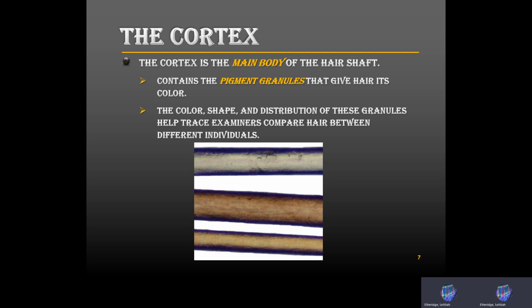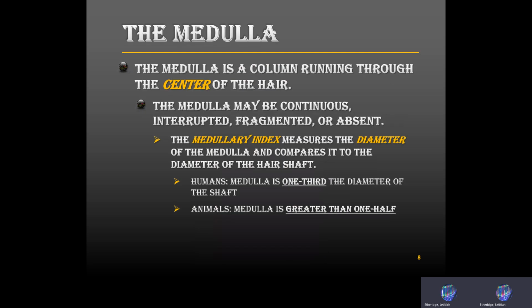The third part is going to be the medulla. And the medulla is going to be this column that's running through the center of the hair. I'm going to show you a slide on the next page that will give you some more detail, and you'll actually have to draw the pictures onto your notes. So the medulla may be continuous, interrupted, fragmented, or absent. So those are the different types of patterns that you're going to see.